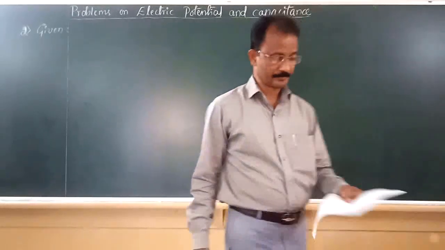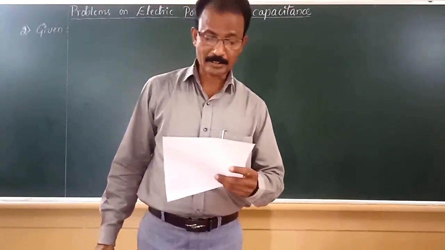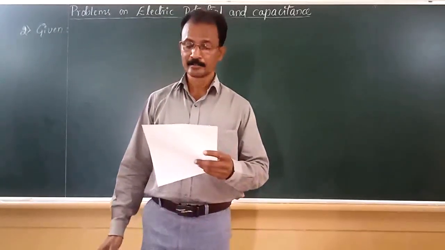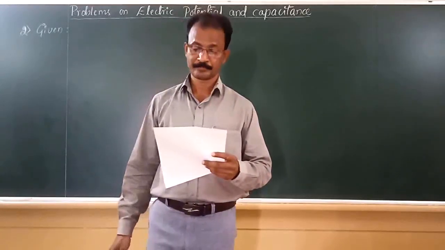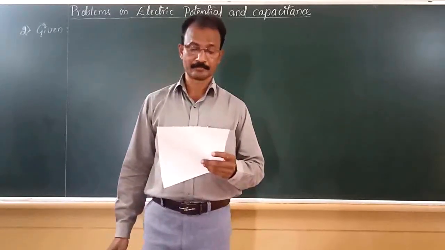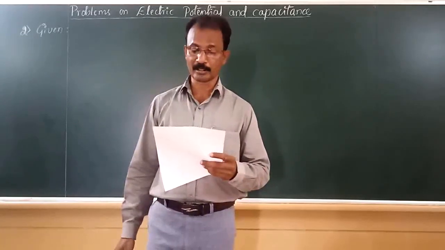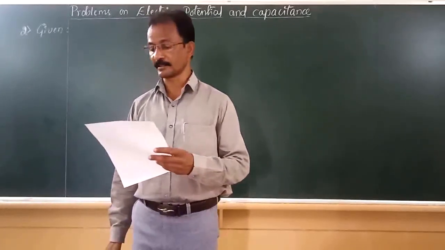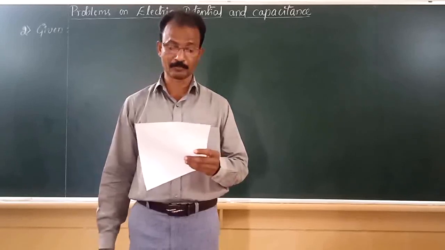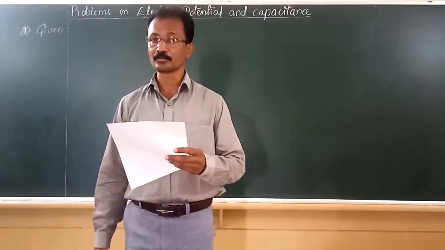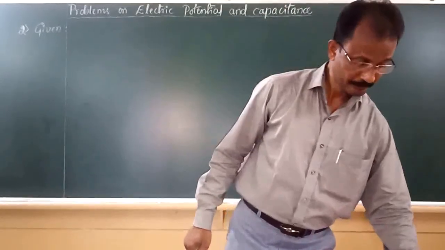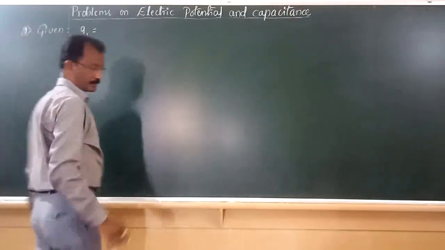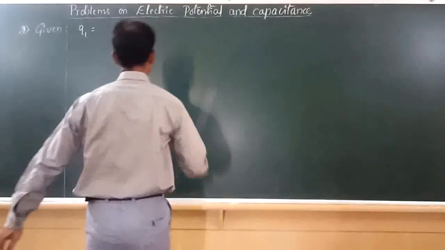Two tiny spheres carrying charges plus 1.5 microcoulomb and plus 2.5 microcoulomb are located 30 cm apart. Find the electric potential, first, at the midpoint on the line joining the two charges, and B, at a point 10 cm from the 2.5 microcoulomb charge on the line joining the charges.